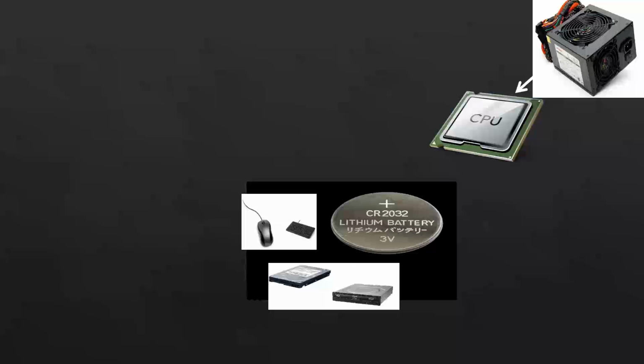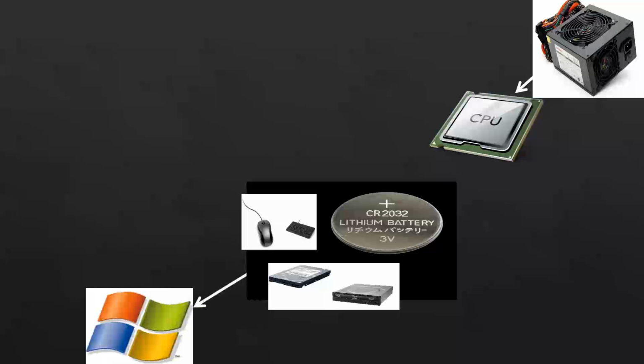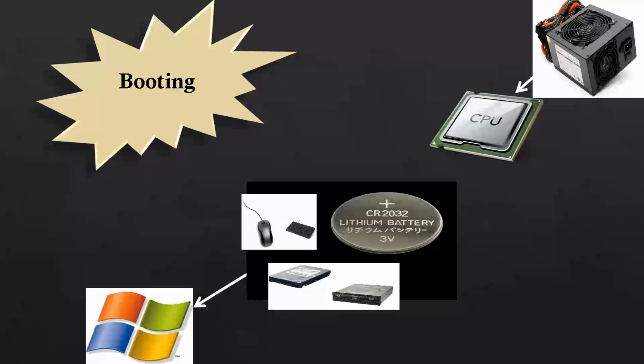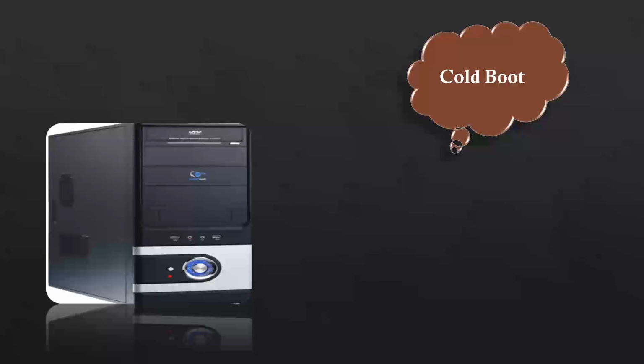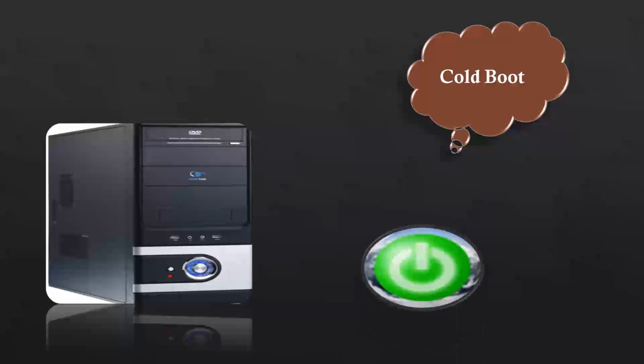Further, the system files of the OS are loaded from the hard disk into the computer memory to complete the circuitry requirement of the computer system. This process is known as booting. Booting is of two types: cold booting and warm booting. In cold booting, if the computer is in a switched off state, then booting is done by pressing the power switch to the on state from the CPU box. This type of booting is called cold booting.